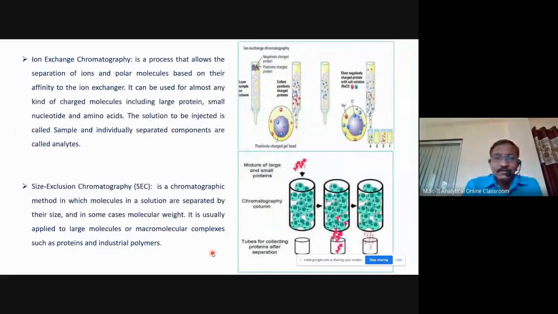Now you can see the ion exchange chromatography. Ion exchange chromatography is a process that allows the separation of ions and polar molecules, based on their affinity to the ion exchanger. And it can be used for almost any kind of charged molecules, including large proteins, small nucleotides, and amino acids. The solution to be injected is called the sample, and it can be separated or analyzed.